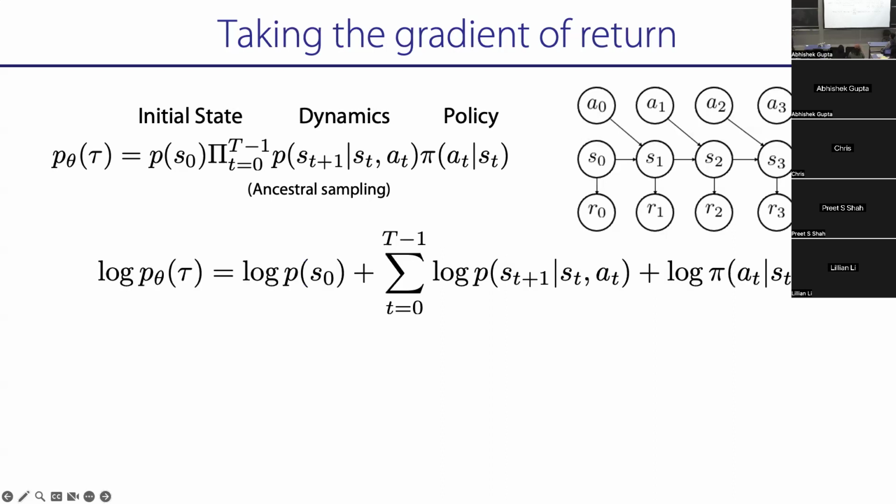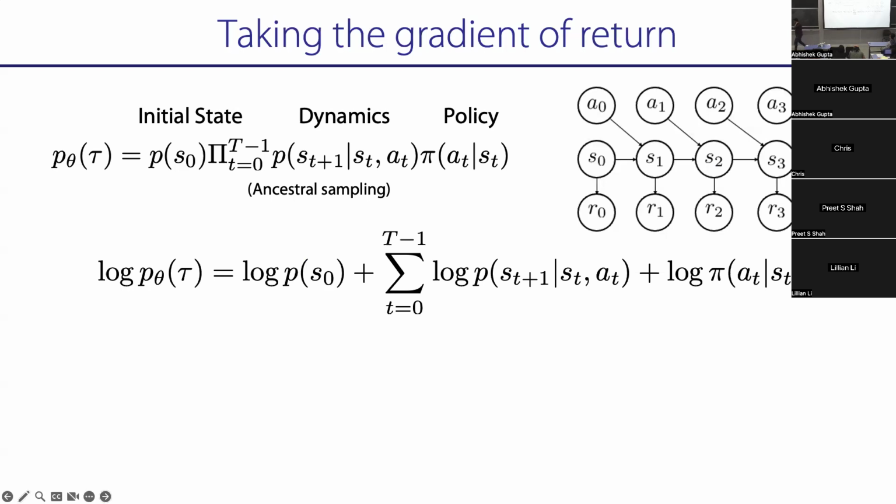So our objective had log p theta tau. Log of a bunch of products is a sum of logs. So you can write this as log p of the initial state plus the sum of log p of the transition plus log pi of the action. We just took the log of this product of a bunch of stuff. So all we've done here is: p theta tau is defined by ancestral sampling, and log p theta tau is just the sum of all of these terms.